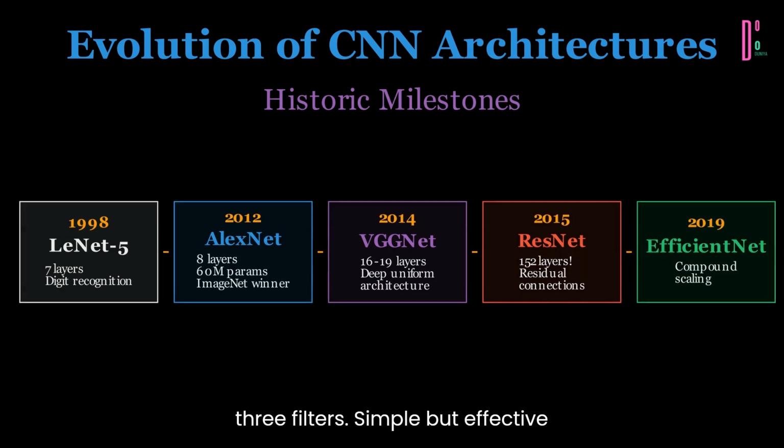Simple, but effective architecture. ResNet in 2015 introduced residual connections, skip connections that allow gradients to flow through very deep networks up to 152 layers, solving the vanishing gradient problem. Inception or GoogLeNet in 2014, parallel convolutional operations with different filter sizes combined in Inception modules, efficient and powerful. EfficientNet in 2019, compound scaling of depth, width, and resolution for optimal performance at various computational budgets.